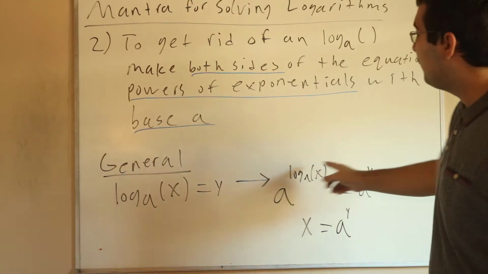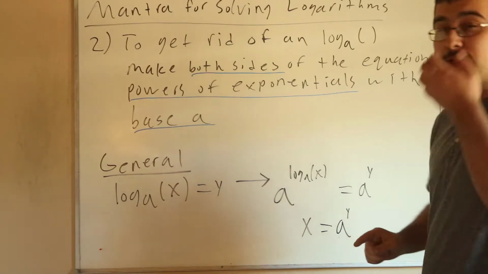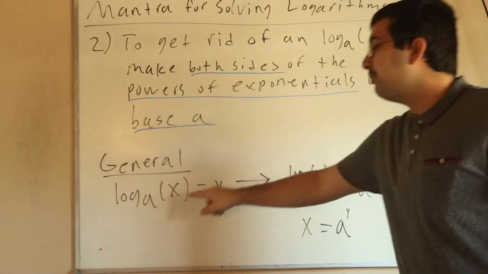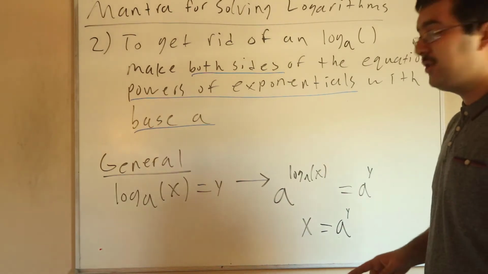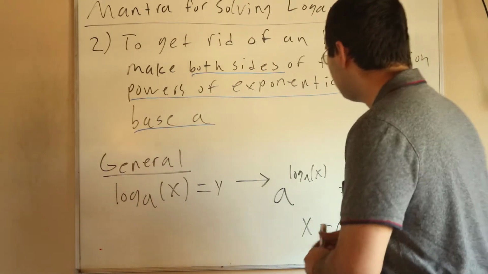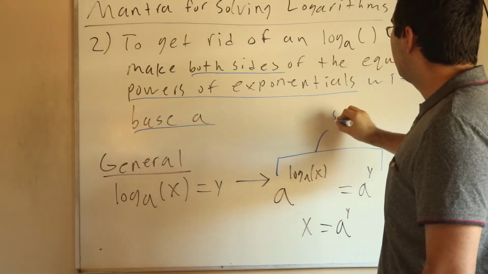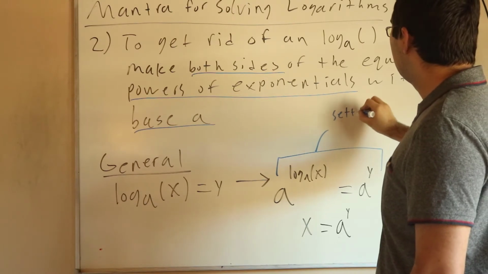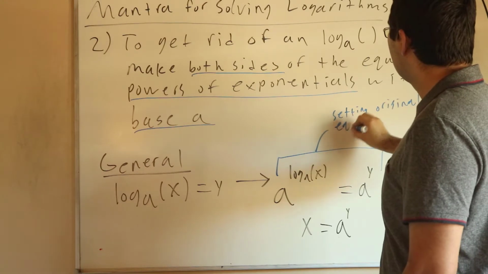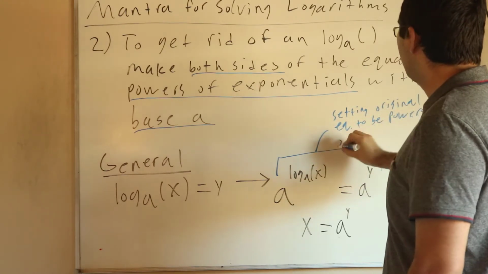And that's exactly what we've done in this step right here. So we have two exponentials with base a, and each power on these exponentials are both sides of that original equation. So one power is log base a of x, the other power is y, okay? So right here, this is us setting both sides of our original equation to be powers of exponentials.